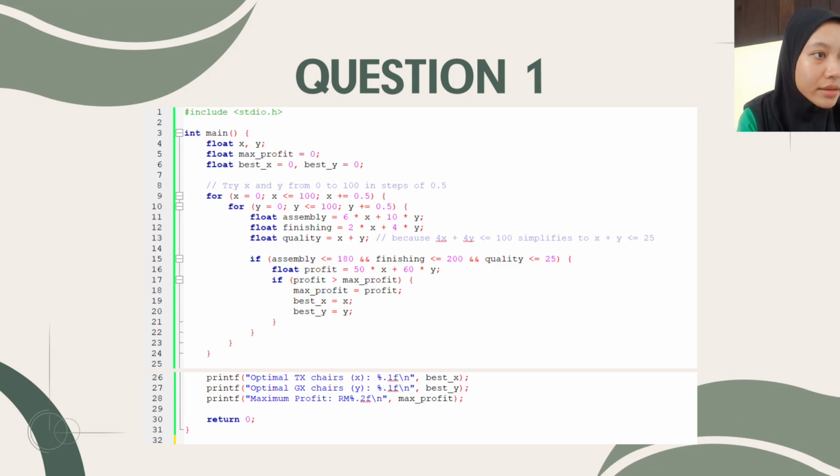Lines 17 until 20, if this profit is greater than the current max, store the new profit and update the base x and y. Lines 26 until 28 print the final result: optimal number of TXs, optimal number of GXs, and maximum profit. I put 1 decimal place and 2 decimal places. And the last one is line 30, which ends the program and returns 0 to indicate successful completion.